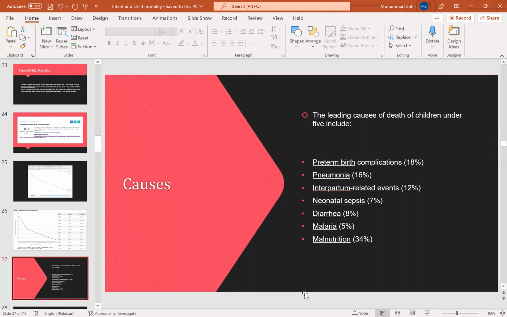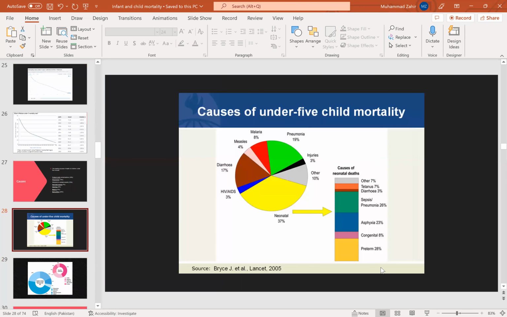The leading causes of death of children under 5 include preterm birth complications, pneumonia, antepartum related events, neonatal sepsis, diarrhea, malaria, and malnutrition. You can see a huge figure, 34% due to malnutrition. Again, this is the diagram you can see. Different causes: 37% neonatal causes, then HIV, diarrhea, measles, malaria, pneumonia, injuries, others.